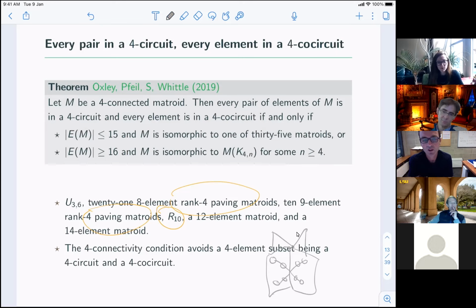I don't know what the 3 connected examples are for this. Is there going to be more than one family? Yes, there will be, obviously. How many or how wild it is, I don't know. I don't know the answer to that.